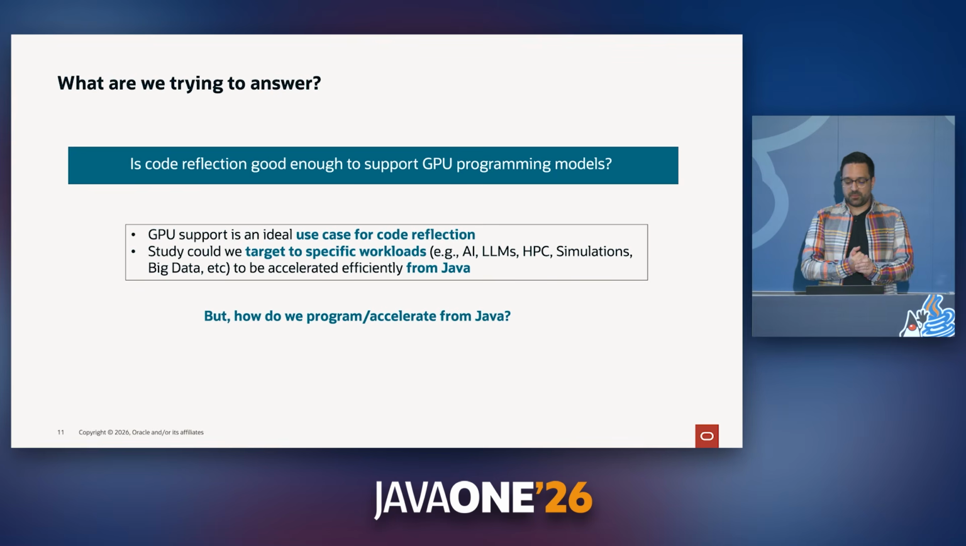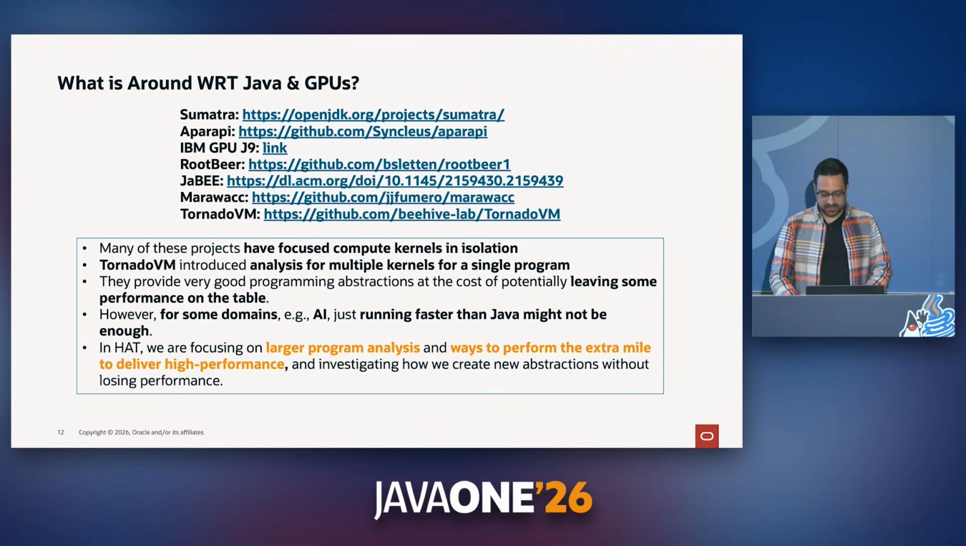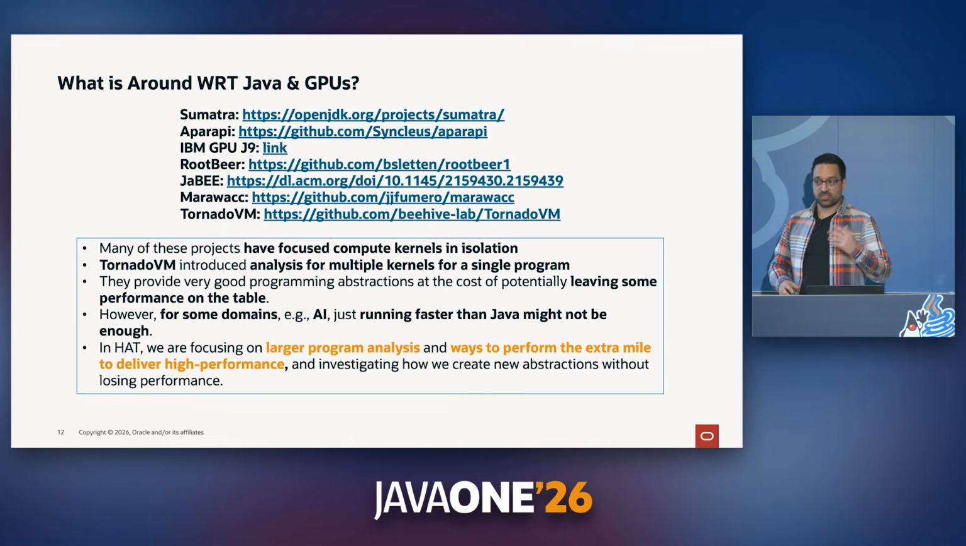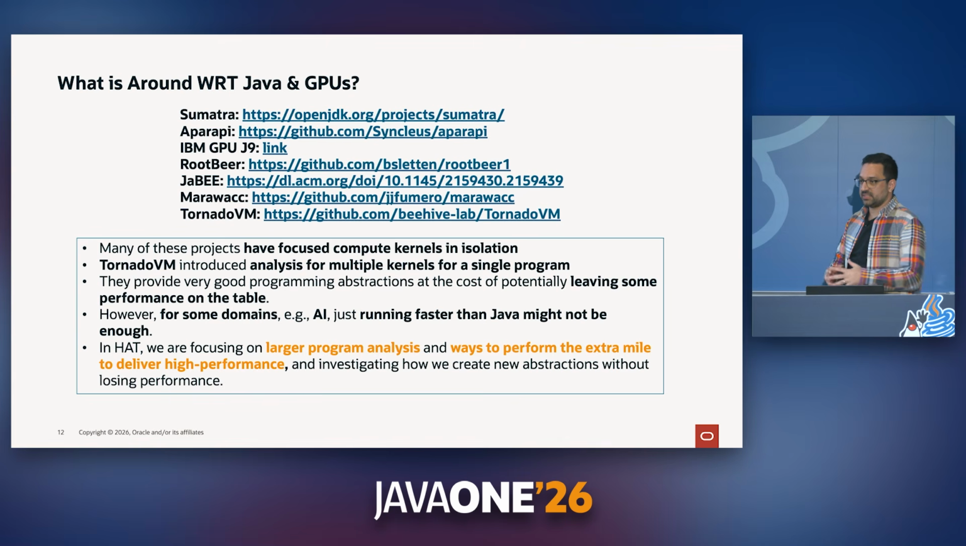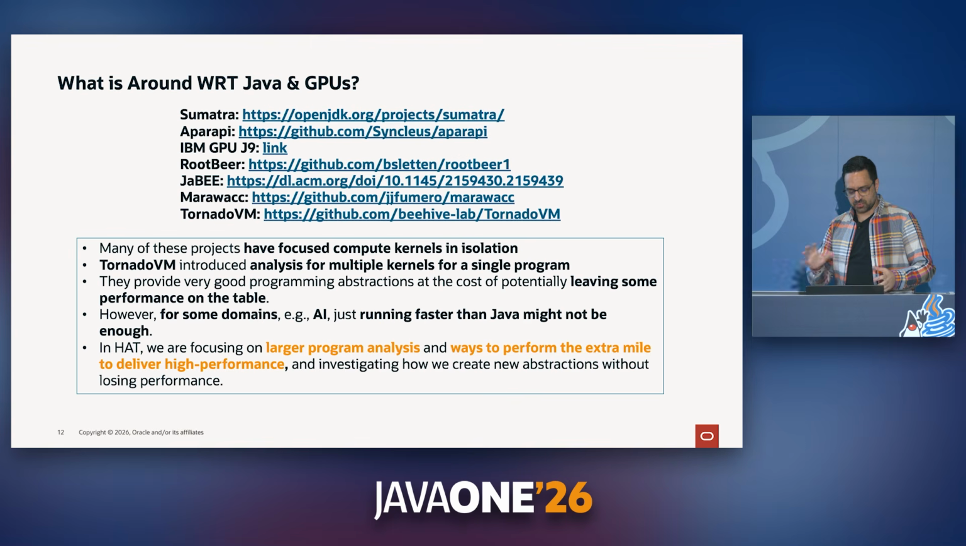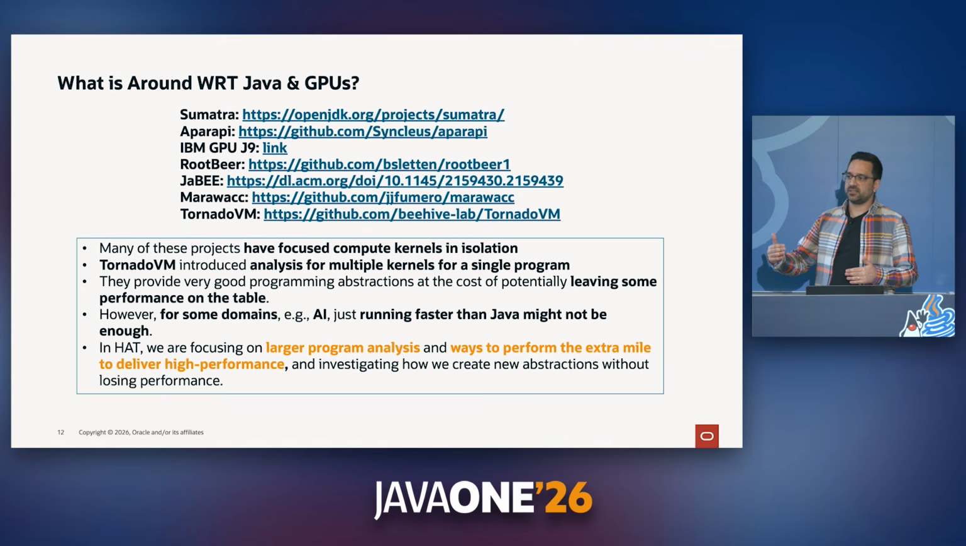But now, how do we program or accelerate from Java? We are not trying to reinvent the wheel here. There are a few projects, and I mention a few of them here. For example, Project Sumatra was an Oracle project, Aparapi an attempt by AMD. IBM also has a port called IBM J9 for GPUs, for NVIDIA. Even NVIDIA has its own called Javi, right? It's more like a research project. Perhaps the most famous one these days is TornadoVM. From my experience, all of these have mainly focused on single kernel acceleration, right? A kernel in isolation.